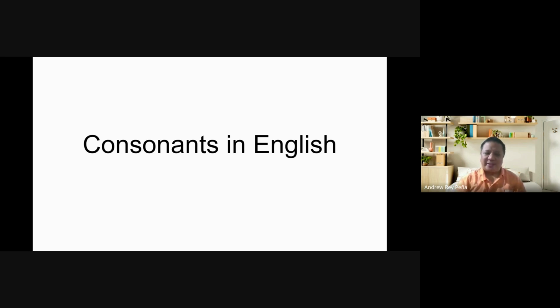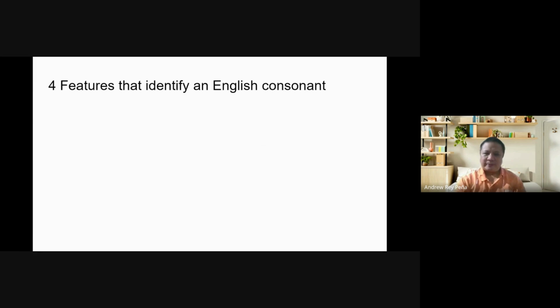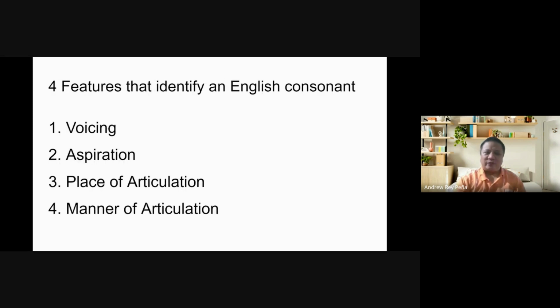Consonants in English. There are four features that identify an English consonant. These are voicing, aspiration, place of articulation, and manner of articulation.